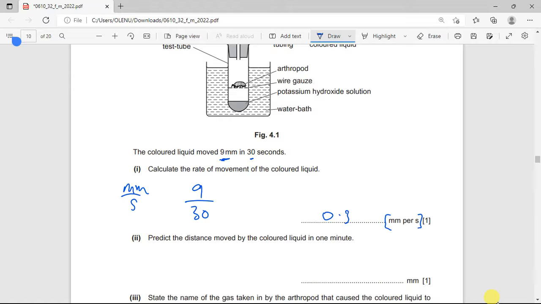Now they say predict the distance moved in 1 minute. So if it moves 9 millimeters in 30 seconds, now for 1 minute, you have 60 seconds. 1 minute is equal to 60 seconds. So your answer will just be 9 times 2, which gives you 18 millimeters.